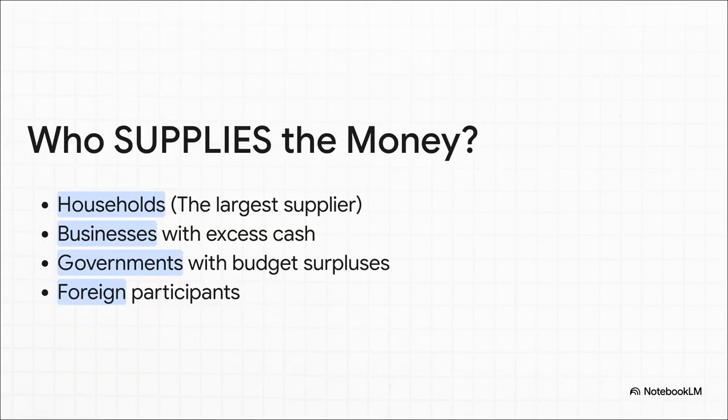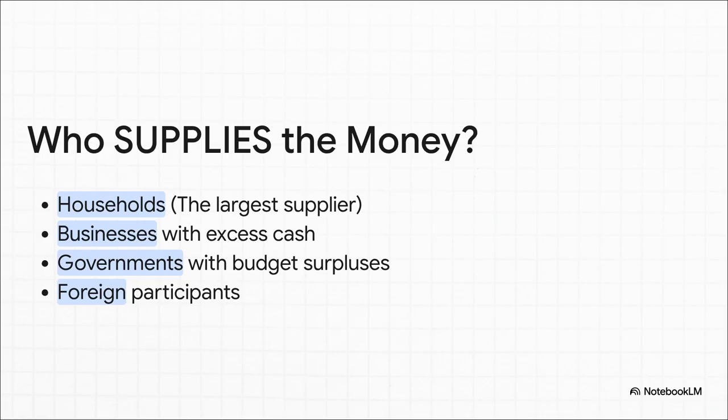So let's break that down. Who's on the supply side? Who's got the money to lend out? Well, it's anyone with extra cash they're looking to save or invest. And the biggest group by far is households. That's you, me, all of us putting money away. But it's also big companies with extra profits, governments that happen to have a surplus, and of course, investors from other countries.